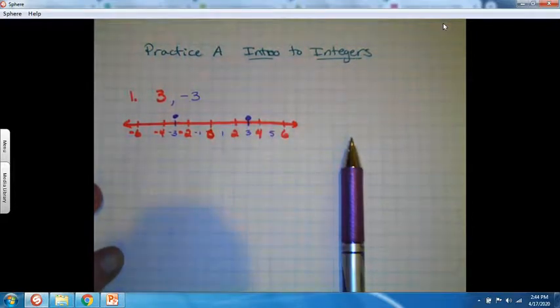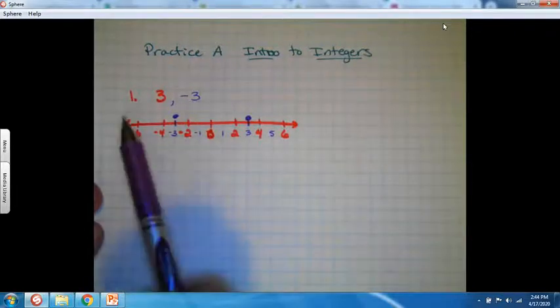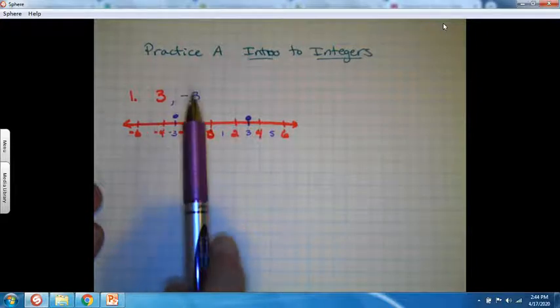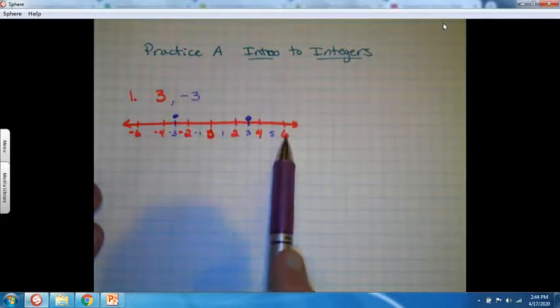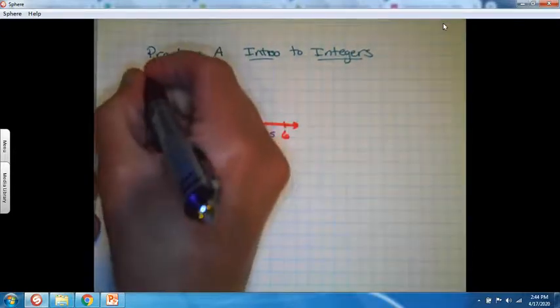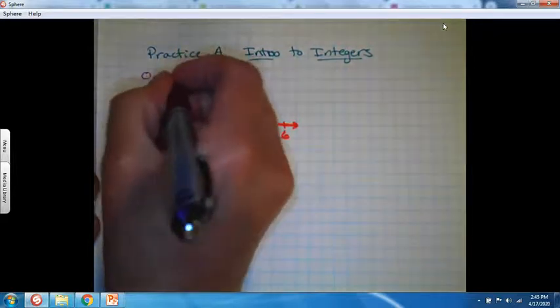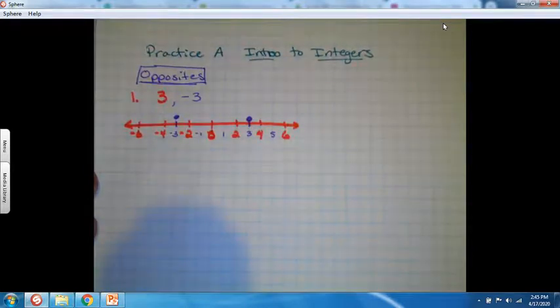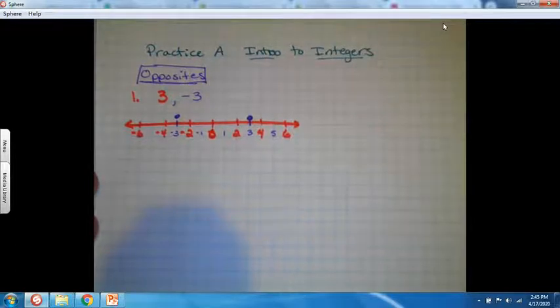Now remember, opposites are simply that. If I say 3, you say -3. If I say -7, you say +7. If I say 6, you say -6. These are opposites. So number 1 and 2 are all about opposites. Number 3 through 6, they want you to do greater than or less than.